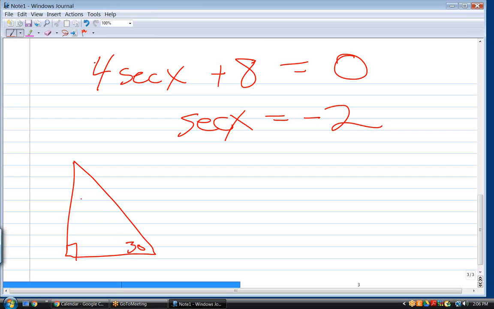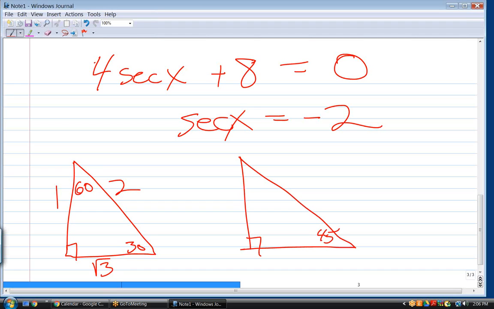We're going to do this as the 30-60, and that's 1, square root of 3, 2. And then this is going to be the 45-45, and that's 1, 1, square root of 2. So which angle is the secant of x equal to, well, first of all, 2. In other words, the way I like to do all trig problems is to figure out the absolute value first of all, then figure out which quadrant it has to be in based on its plus or minus sign.